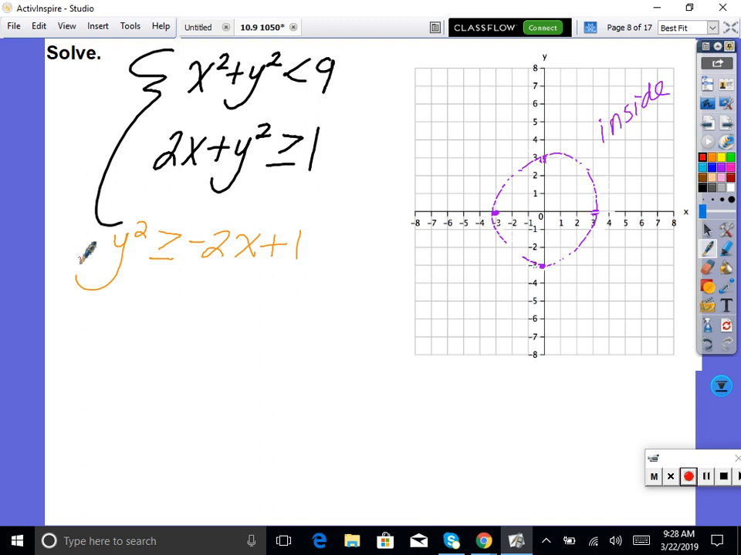Wouldn't we square root both sides? Well, if that's true, guys, then we have to not forget a plus or minus. So we have y values greater than or equal to plus and minus the square root of negative 2x plus 1. Now, everybody, what you're going to do from here is just plot points. Let's not make it harder than it needs to be because that is a little bit of a complicated graph.